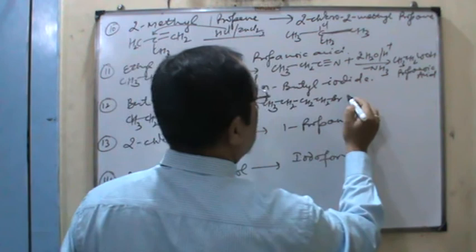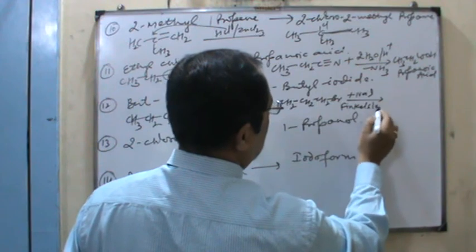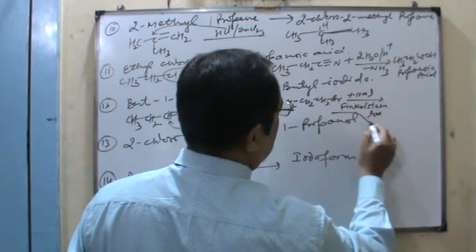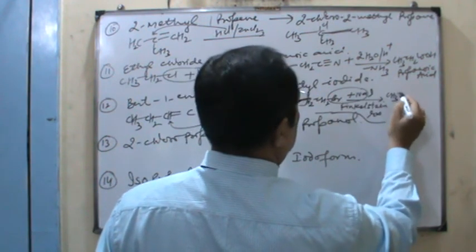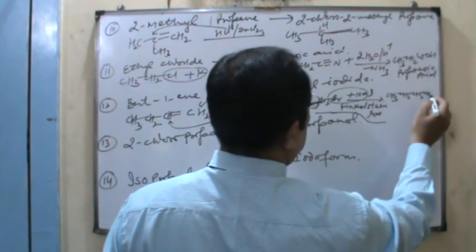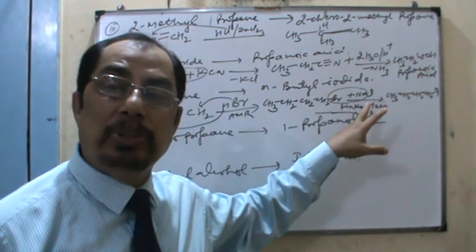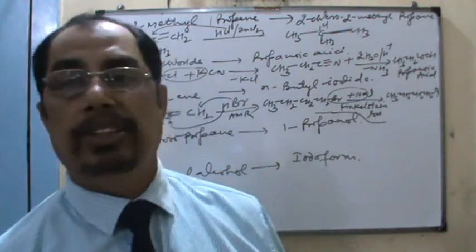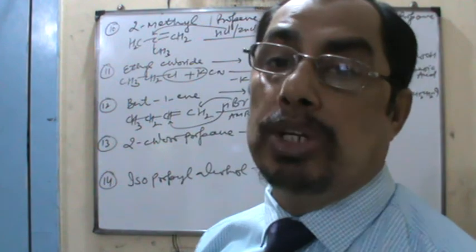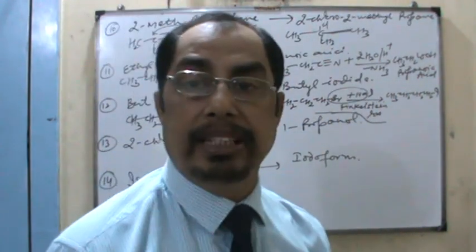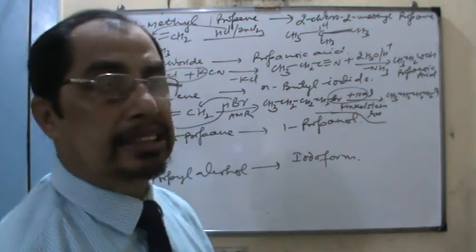Now in the case of NaI, which is the Finkelstein reaction, CH3, CH2, CH2 and CH2 I. This is 1, 2, 3, 4, 1-iodobutane. So here we have applied which reaction? That is the Finkelstein reaction. It is the halide exchange method. Chloride and bromide can be replaced by the stronger nucleophile, that is iodide, because iodide has the greater size. So out of all the halides, it is considered the stronger nucleophile.